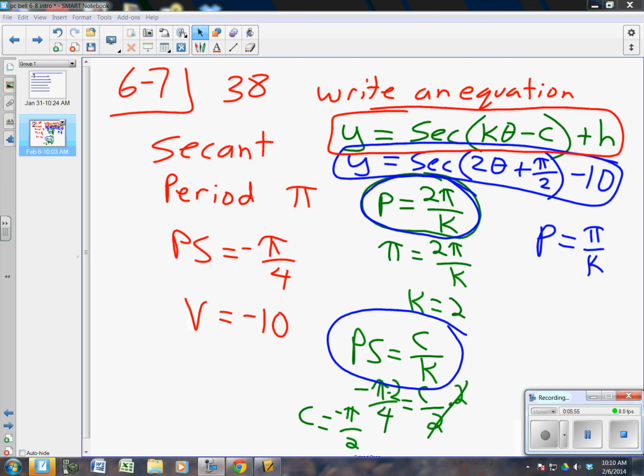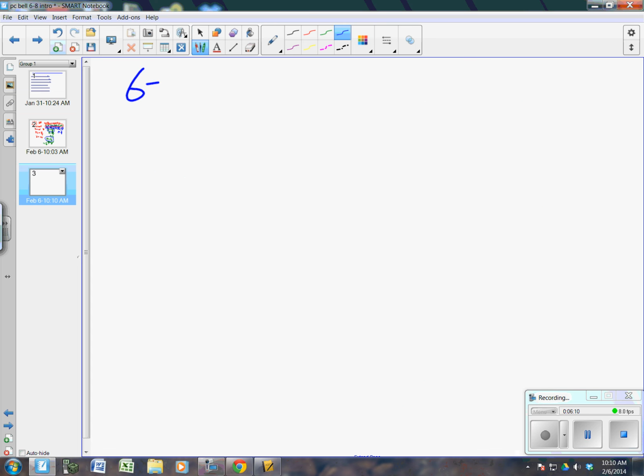Yeah, let me do one of those. Which one do you want me to do? Cotangent of -5 pi. Okay, so number 18 on 6-7. It's asking me to find the cotangent of -5 pi, right?